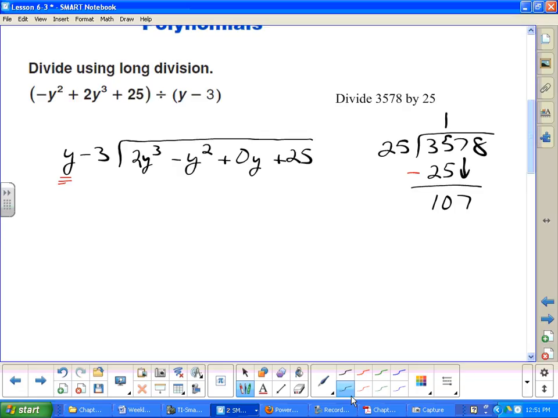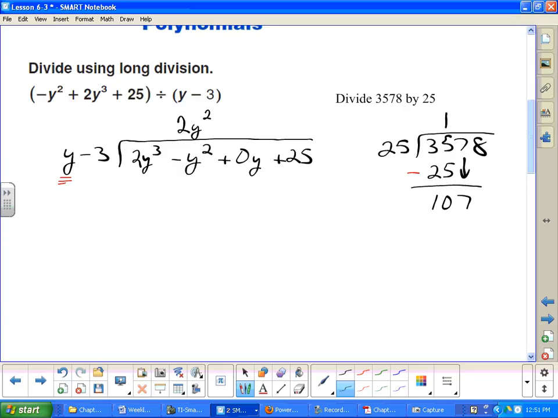What's 2y cubed divided by y? 2y squared, right? I'll show you in a minute. You'll see why in just a minute. So 2y cubed divided by y is 2y squared. So I'm going to put that over the y squared term. I want to keep everything lined up.